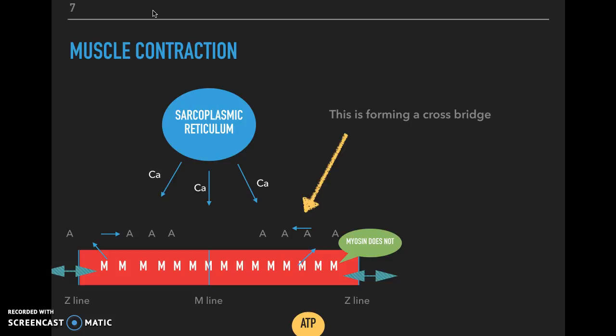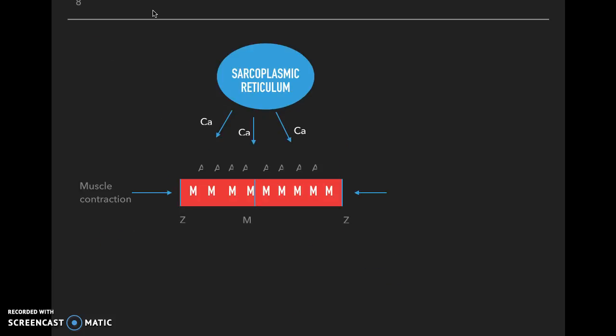So this goes to ATP, and pulls the actin in towards the M line, and when it pulls in, the Z lines go inwards as well. And this is forming a cross bridge where the actin and myosin are attached. However, then the actin needs to be released from the myosin, so it takes another bit of ATP, which energizes the myosin to release and attach to another one. So this is muscle contraction. As you can see, the Z lines moved in towards the M lines, and the muscle has shortened.